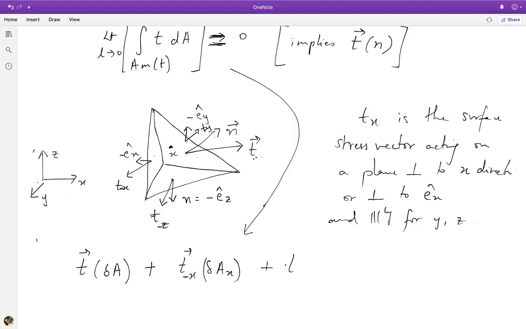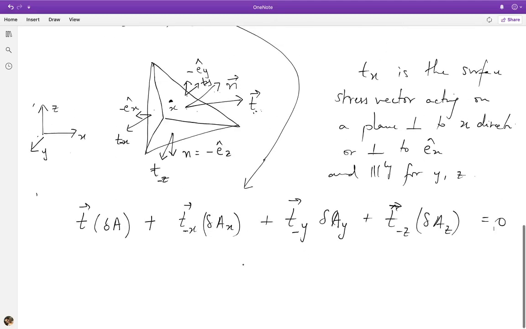But for now, just write it down as we have it. So this is not T in y, but T minus y times the surface area of the y oriented element, and the surface stress acting along the surface oriented along minus Ez, times the delta Az. So all of this should be equal to 0.